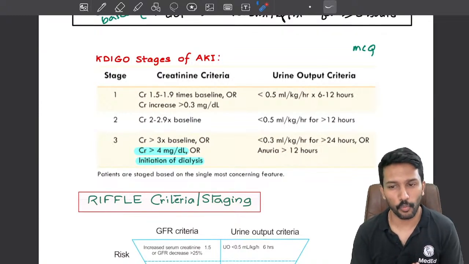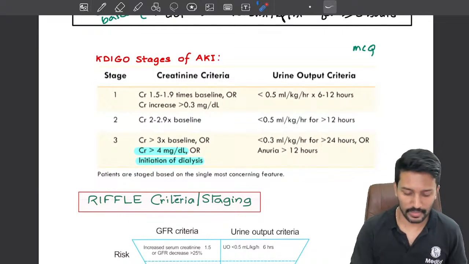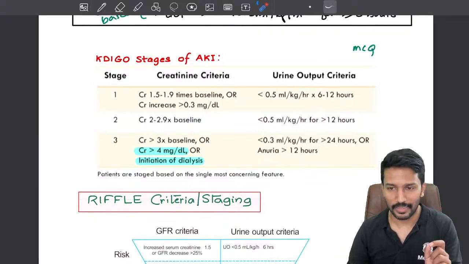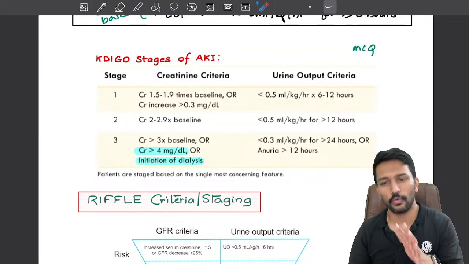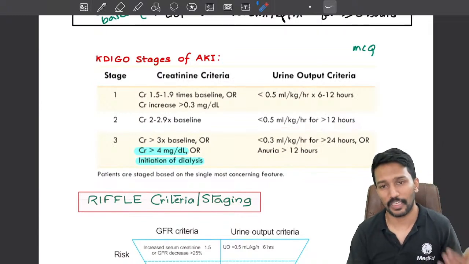Normal urine output is 0.5 ml per kg per hour. If the urine output is less than 0.5 ml per kg per hour for 6 to 12 hours, we will call it stage 1. If for more than 12 hours urine output has remained less than 0.5 ml per kg per hour, we will call it stage 2.